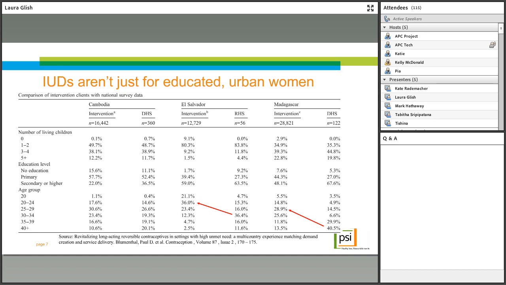So you'll see here that during the interventions in these different countries, we saw higher rates of younger women who were choosing the method, as well as lower education levels.